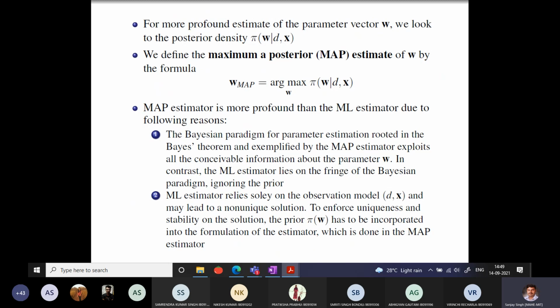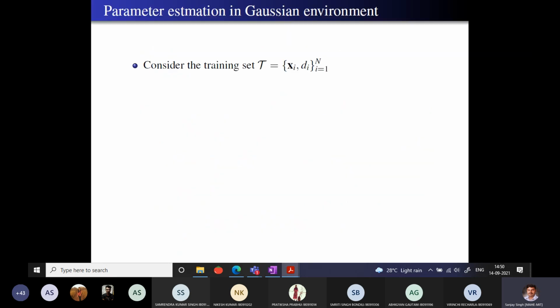Another is that the ML estimator relies solely on the observation model d f x, means a training set, and may lead to a non-unique solution if you apply this MLE. To enforce uniqueness and stability on the solution, the prior has to be incorporated into the formulation of the estimator, which may not be the case in MLE, but is done in the MAP estimator. So you can also say what's the difference between the two, MAP and MLE.